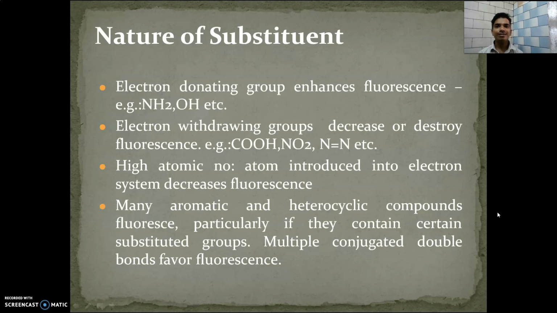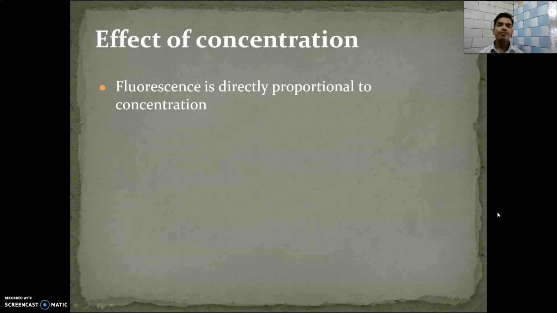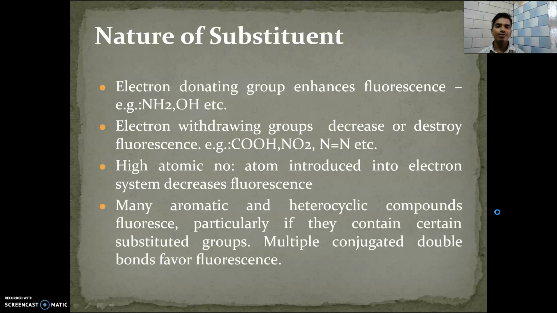So these are the chemical natures of the substituent that affect the intensity of the fluorescence. Then the nature of molecules, which we already discussed. The next is the effect of concentration. Fluorescence is directly proportional to the concentration. Higher concentration will give higher fluorescence.